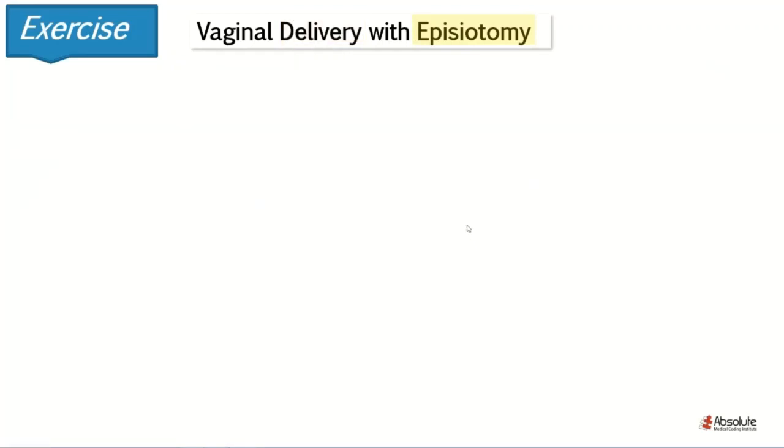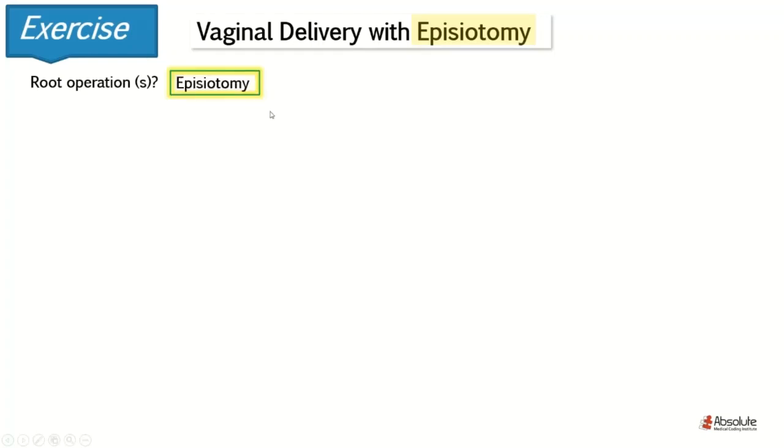Now it's time to code the second portion of this procedure. We coded first the delivery, and now we have to code for the episiotomy. What is your root operation? Some of you might say, well, this is kind of difficult. I don't know. You know what? You can just go ahead and look up the term episiotomy in your index. All right? Now, some people might already know that an episiotomy is division, and some of you may not.